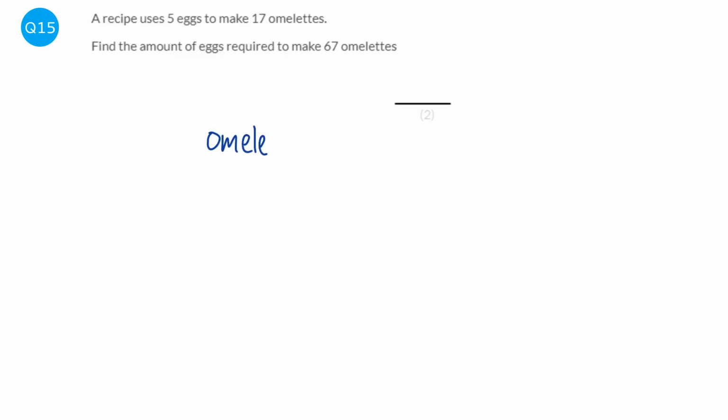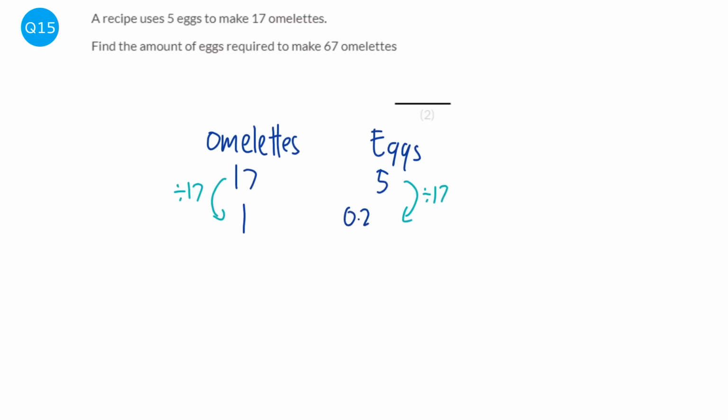So we're going to track the amount of eggs to make each amount of omelette. So 5 eggs makes 17 omelettes. And we're just going to find out how many eggs are required to make 1 omelette. So we divide that by 17, divide both sides by 17. And so 1 omelette would be 0.294 blah blah blah eggs.